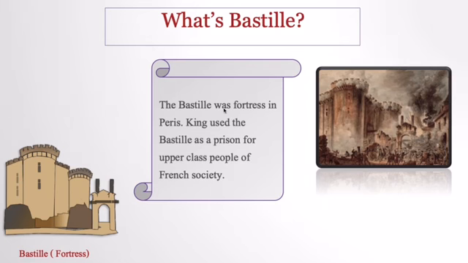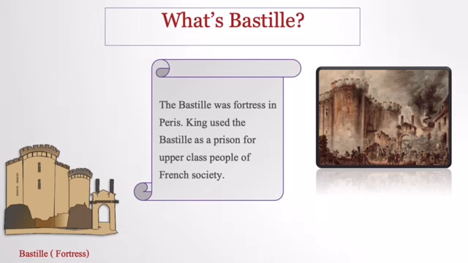What was the Bastille? The Bastille was a fortress in Paris. The king used the Bastille as a prison for upper class people of French society. I would like to tell you that during those times, in the 17th century, French society was divided into three groups according to their level. So there were three classes: first class, second class, and third class. Three types of people were in the society.